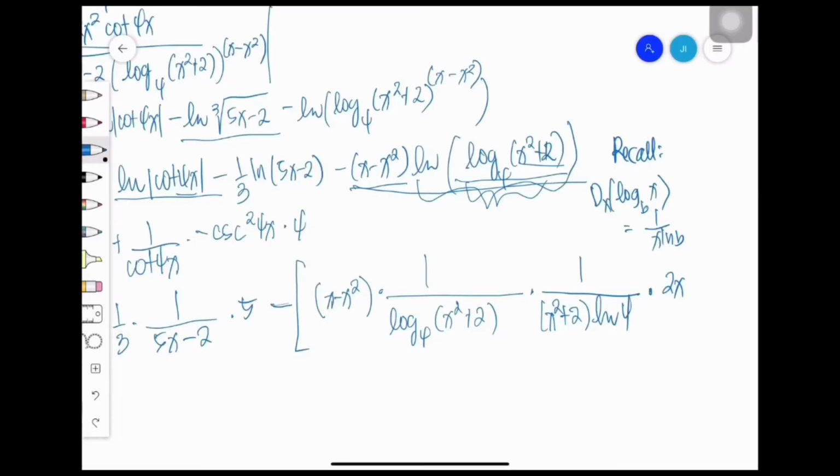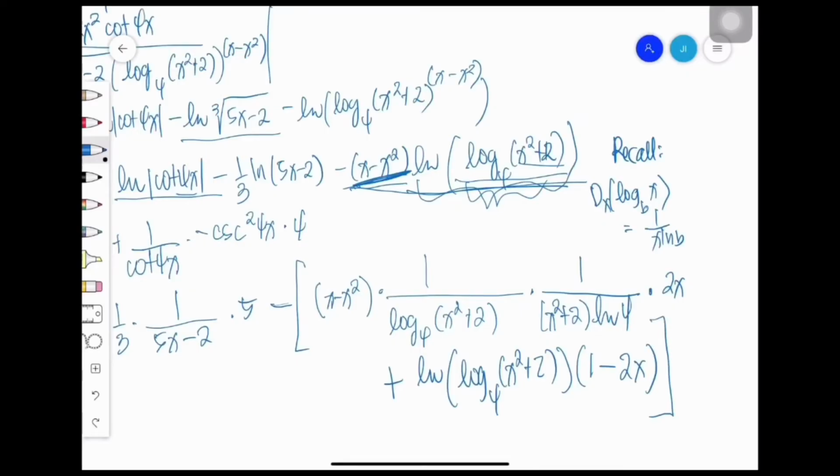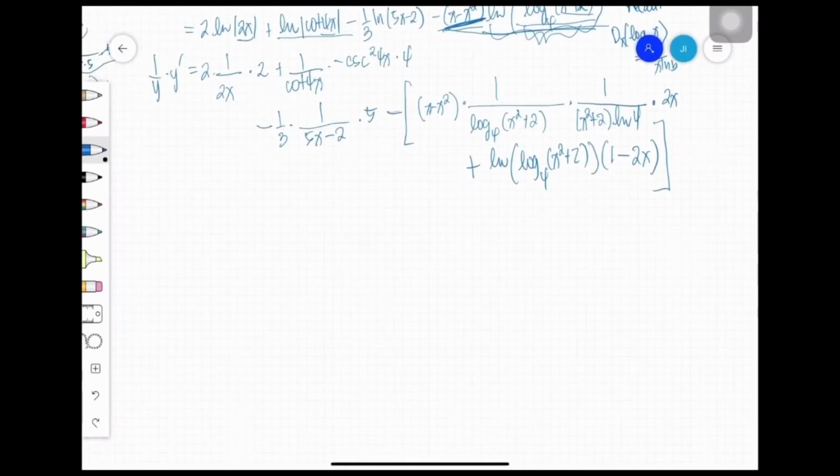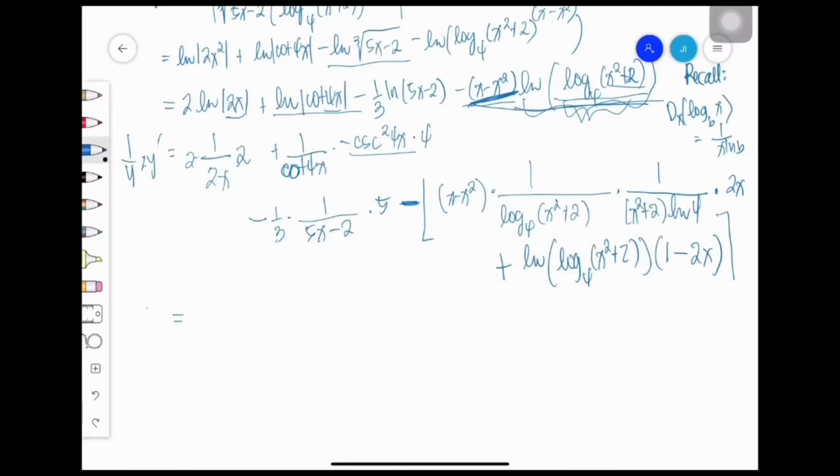So that's only the first part, the first term of our product rule. Left times derivative of the right. We need to add right times derivative of the left. So right the left is just ln, copy the right side, logarithm of x squared plus 2 base 4, times the derivative of the left, which is the derivative of this polynomial, 1 minus 2x. So that's it. That's quite long, right? But we need to bear with it. Now let's simplify the right hand side.